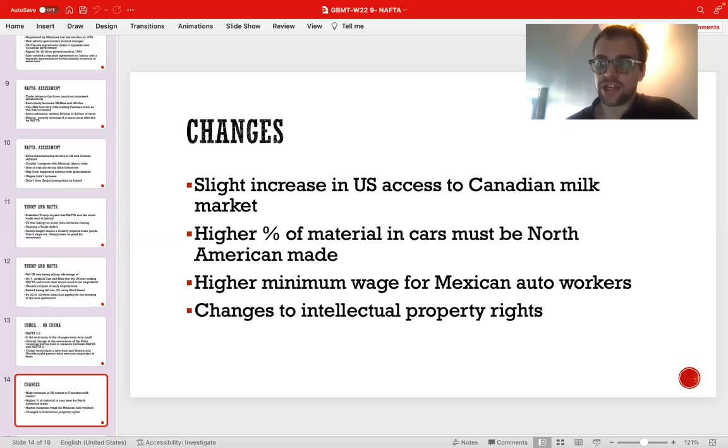As mentioned, another major change is the higher percentage of materials in cars that must be made in North America. And it also argued for a higher minimum wage for Mexican auto workers, which would be done to remove the incentive for auto manufacturers in the United States and Canada to move production into Mexico because of the low labor costs. So raising the wages within Mexico is seen as a way of removing the incentive to move production into Mexico, and thus moving jobs further into Mexico where labor can be exploited at a much higher rate. There were also some changes in intellectual property rights, who could own patents and how long they could be held as well.